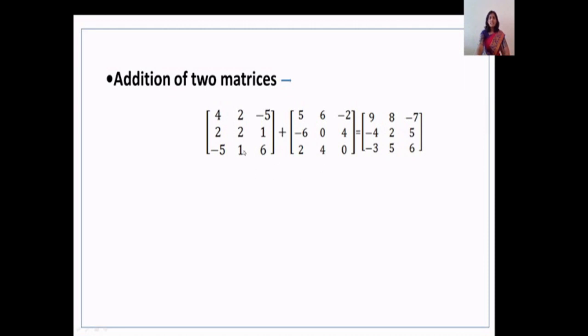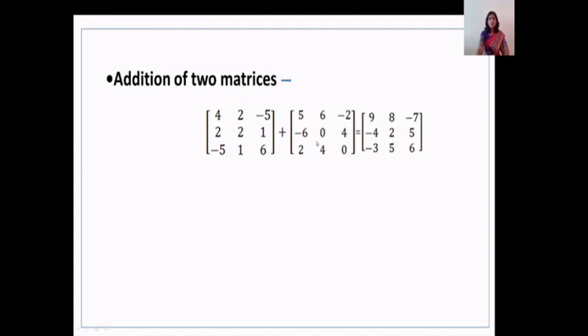Addition of two matrices. Firstly, we have to check the addition of two matrices. We have to firstly check its order. Suppose the order of the first matrix is 3 by 3 and the order of this second matrix is also 3 by 3, and we have to add this. When we add this, the addition exists if the order of both matrices is the same.